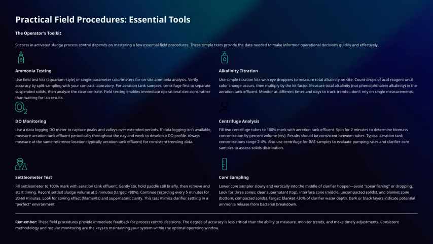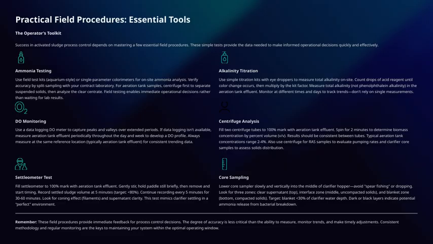First, ammonia testing. You can use simple field test kits, like aquarium-style kits or single-parameter colorimeters for on-site analysis. It's important to verify your results by doing split sampling with your contract laboratory. When testing samples from the aeration tank, remember to centrifuge first to separate suspended solids, then analyze the clear centrate. The advantage of field testing is that it allows you to act immediately, rather than waiting days for lab results.